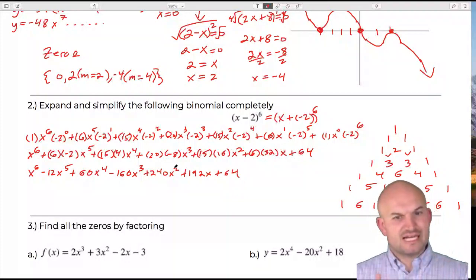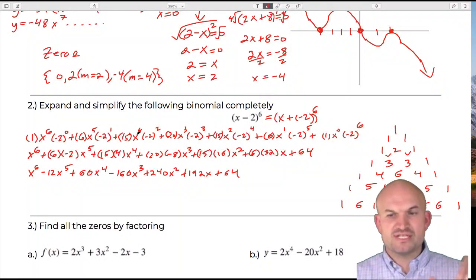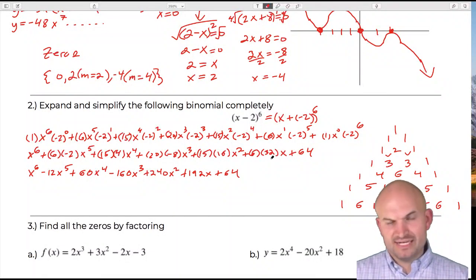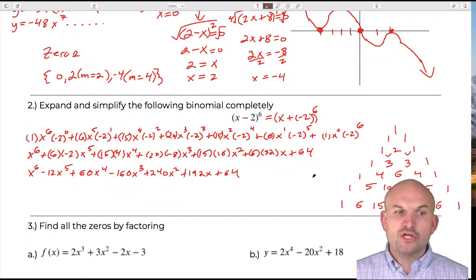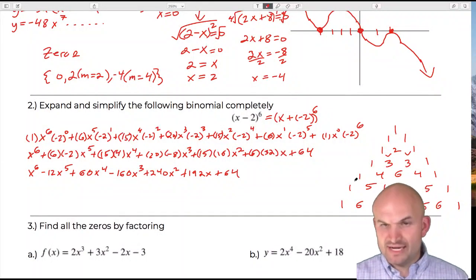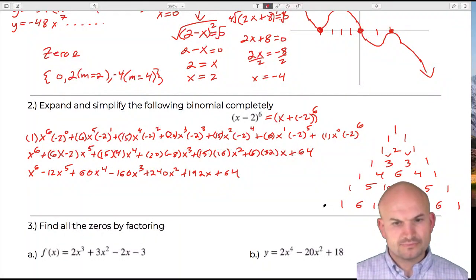I really wanted to see the exponent. I wanted to see the coefficients from Pascal's triangle. And I wanted to see that they could evaluate the -2 raised to the certain powers. That's what I was looking for. And then obviously if they simplified, it was just some extra points there.